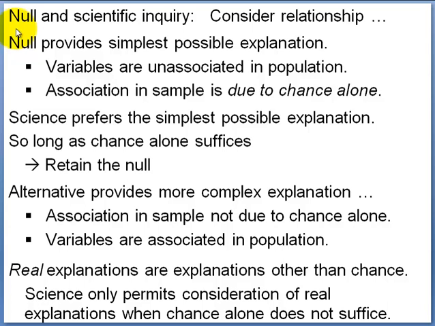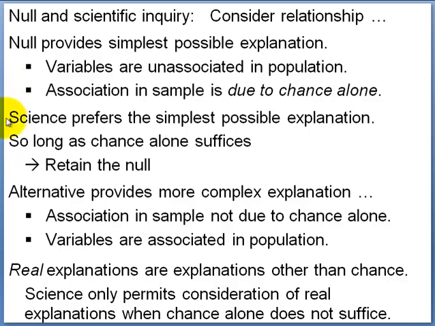Let's think about the null hypothesis and scientific inquiry. So let's consider relationships between variables. Much of social science research is the hunt for relationships between variables. So in essence, the null is providing the simplest possible explanation for why two variables are associated in a random sample. The null asserts that the variables are unassociated in the population and that we are seeing the association in the sample simply due to chance, the luck of the draw.